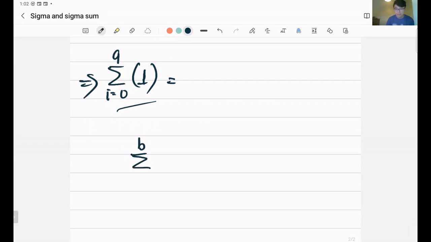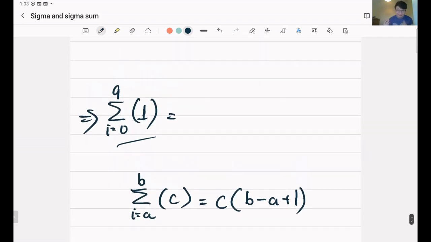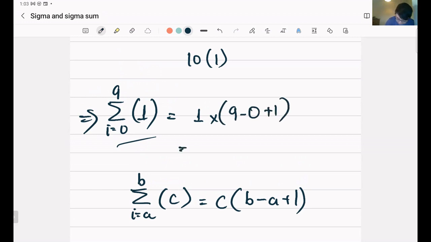If the index starts at a and ends at b, and I'm adding all the numbers c together, then there are c times (b minus a plus 1) terms inside this sigma sum. Let's find out if this equals the sum. I write 1 times (9 minus 0 plus 1), which is equal to 1 times 10. So it matches. This formula works.